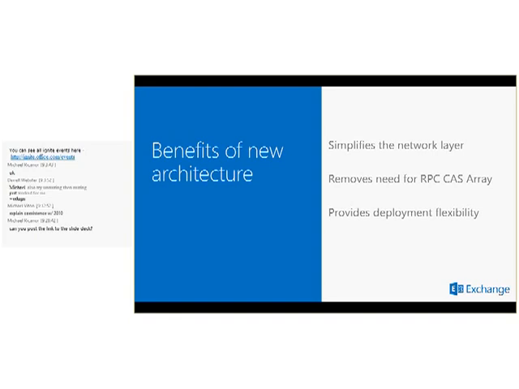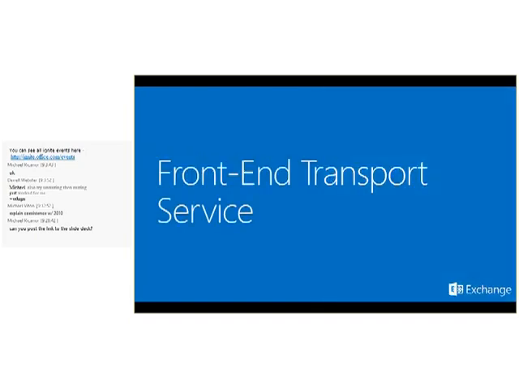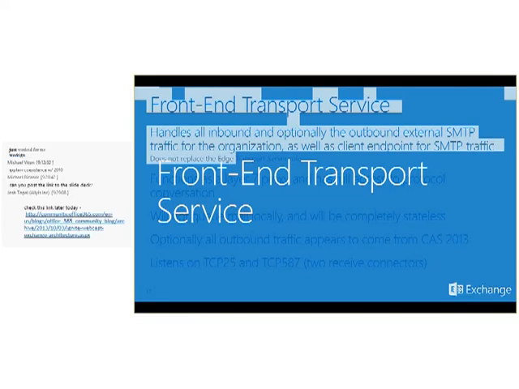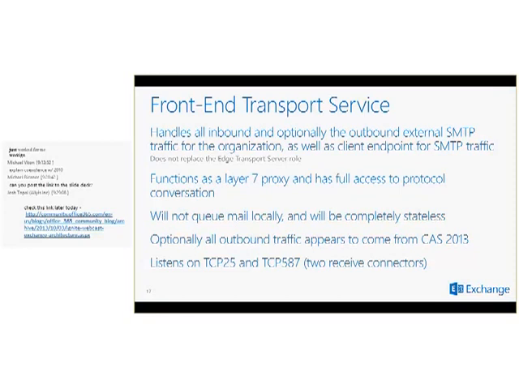So let's talk about FETS, Frontend Transport Service. FET sits on CAS. As mentioned, it is the first thing that takes a look at SMTP traffic as it comes in. It is not storing anything. There's no mail queue there. The only thing it is doing is looking at all the mail headers of this message as it comes in. So it has full access to the protocol layer, the protocol conversation, as we say there.